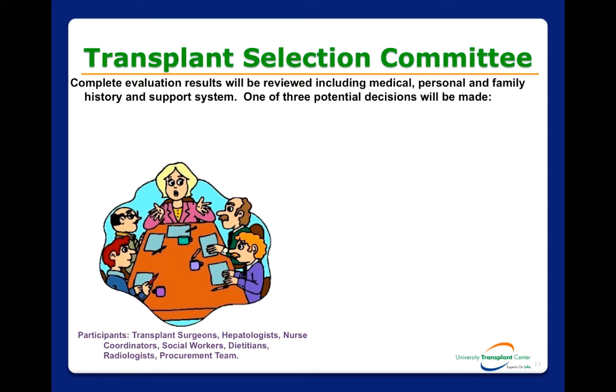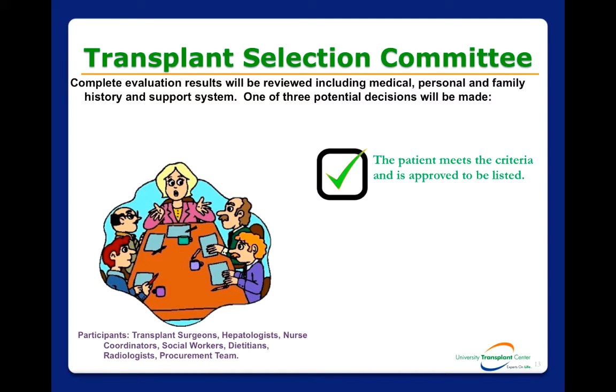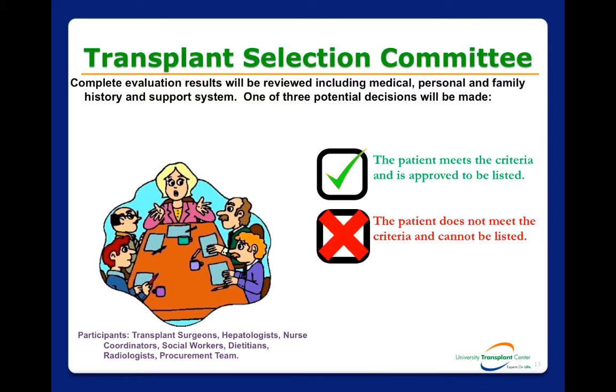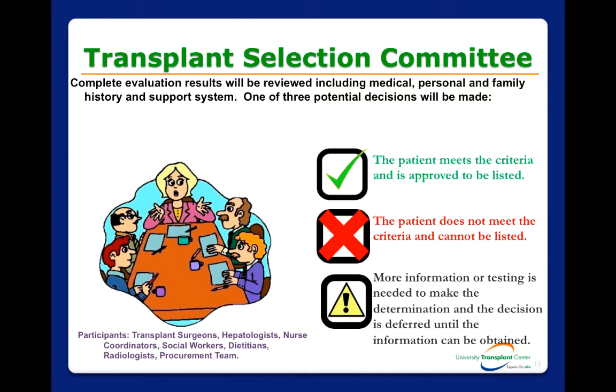Three potential decisions may be made. The patient meets the criteria and is approved to be listed. The patient does not meet the criteria and cannot be listed. Or more information is needed to make a determination, and the decision is deferred until further information can be obtained.